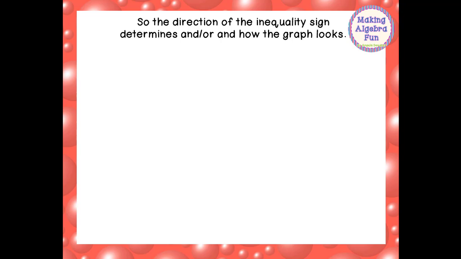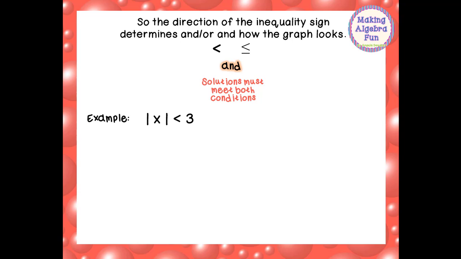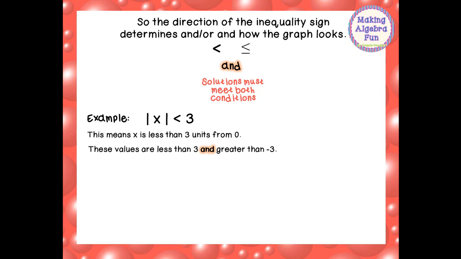So maybe you've noticed the direction of the inequality sign determines whether you use and or or and how the graph is going to look. So I'm going to start with less than or equal to. If it's in the less than direction, we use the word and, which means the solution must meet both conditions. So let me show you what I mean by that. Here's an example. The absolute value of x is less than 3. So this means x could be less than 3 units from 0 on a number line, which means that they are less than 3 and also greater than negative 3.